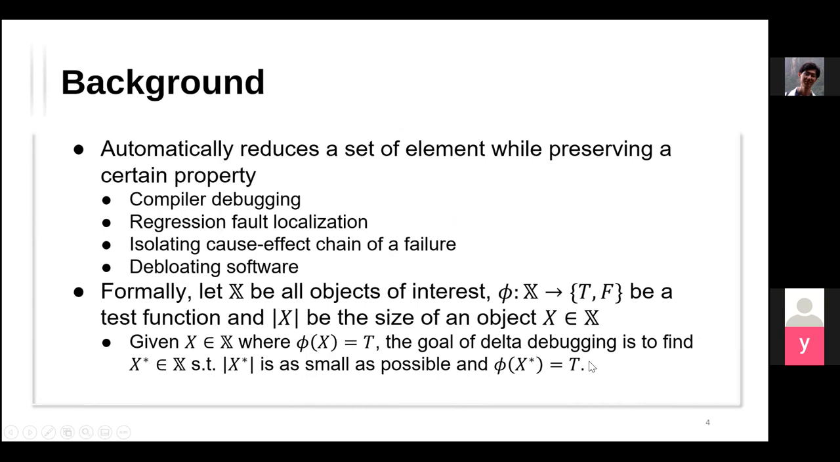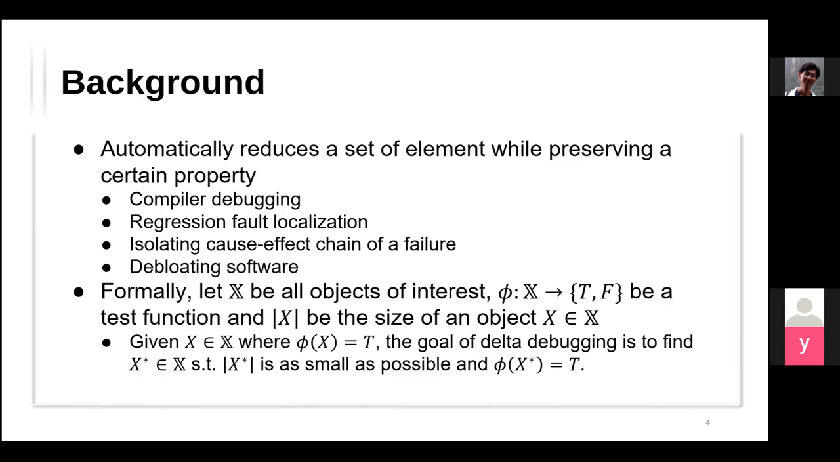Okay, so just some background on delta debugging before we jump into the probabilistic aspect of it. In general, the idea behind delta debugging is to reduce a set of elements while preserving a certain property of it. This can be useful when we are trying to debug code, or debug the compiler, or find some fault localization, just to isolate it such that we do not have to look through the entire code to find the main issue with the code itself. So we can think of it as slimming down the code so that it's easier for the programmers or the debugger to analyze the code.